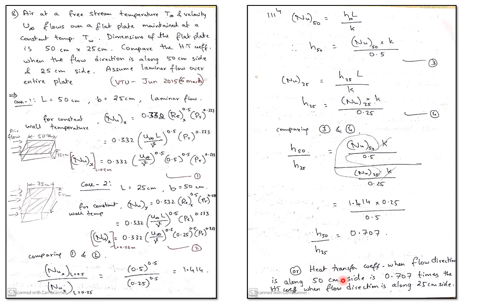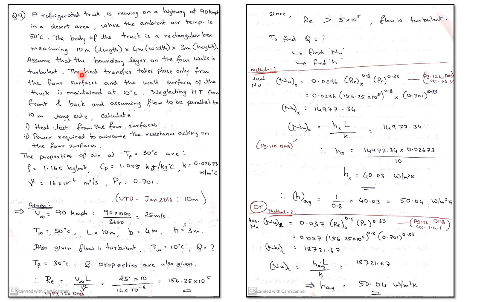So what does the statement mean? The heat transfer coefficient when the flow direction is along the 50 centimeter side is 0.707 times the heat transfer coefficient when the flow direction is along the 25 centimeter side. It is just a replica of your previous problem in terms of a different procedure. Now, next problem.